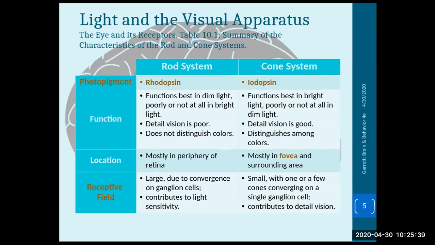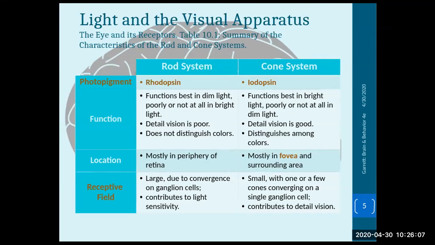And as you see, the location is mostly in the fovea and surrounding areas. So that's the center of the retina. So cones equal color, cones equal clear vision or clarity, and cones are located mostly in the center of the retina. So the cones I like to think of as the 3 C's. Cones equal color, cones equal center of the retina, which is the fovea, and cones equal clear picture.